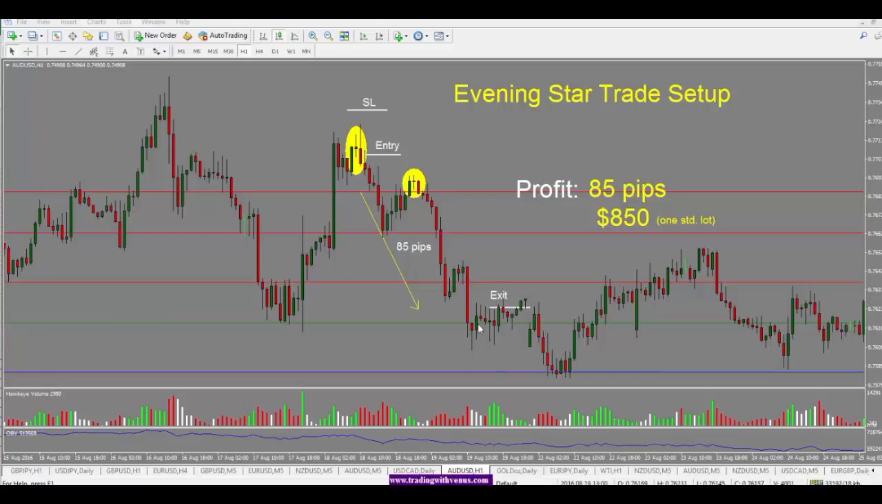And when it finally hits our support level here, which is the daily pivot and its previous support and resistance area as well, it just seems to stall for several hours, and this is the time to exit the trade. From entry to exit here, we have 85 pips in the trade, which means $850 when trading one standard lot.